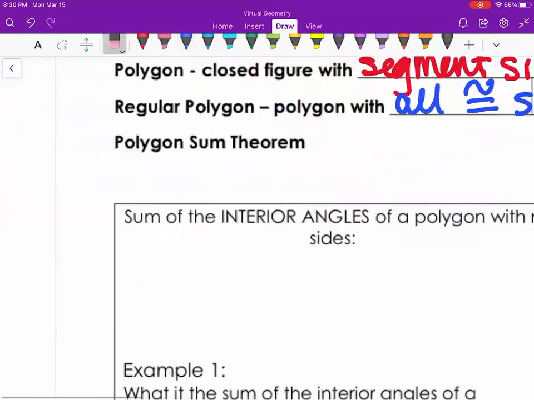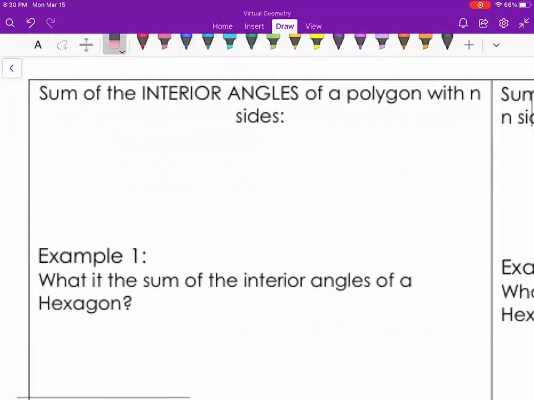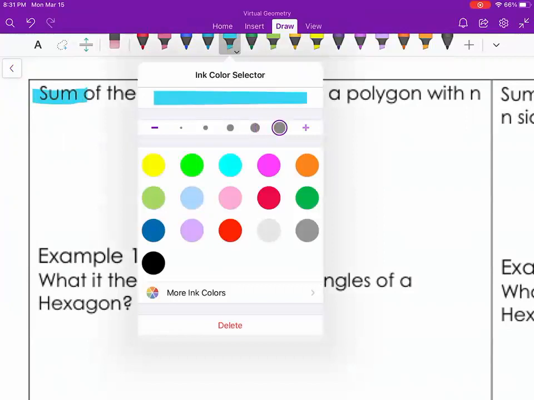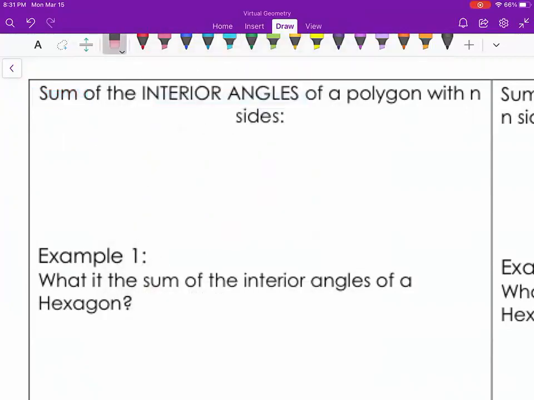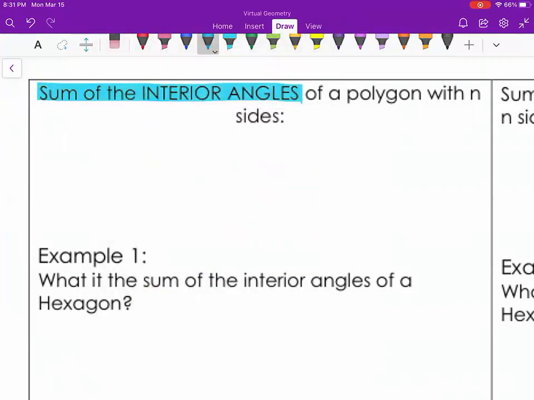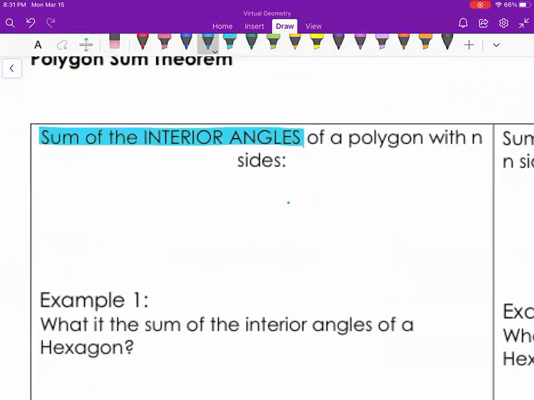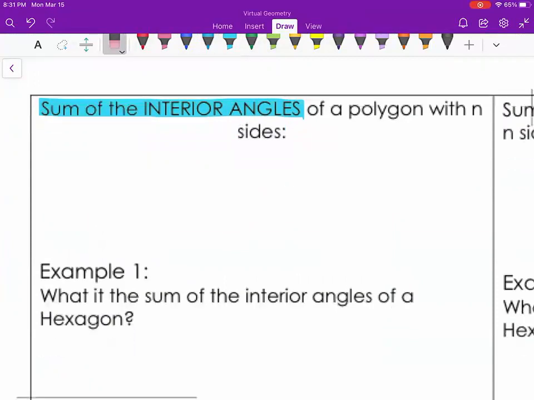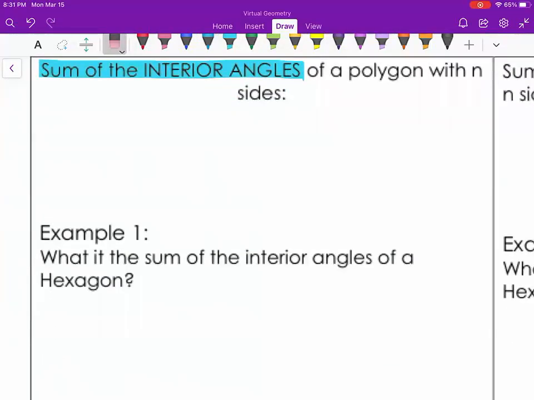Now, while we talk about the angles inside of a polygon, we're also going to visit the angles outside of them as well. But we'll start on the inside and see how we find the measures of the interior angle. So this first topic is the sum of the interior angles, which means if we add up all the angles inside that triangle, what total would we get? Now, these are for regular polygons. Well, I'm sorry, not this formula. One of our formulas is for regular polygons.